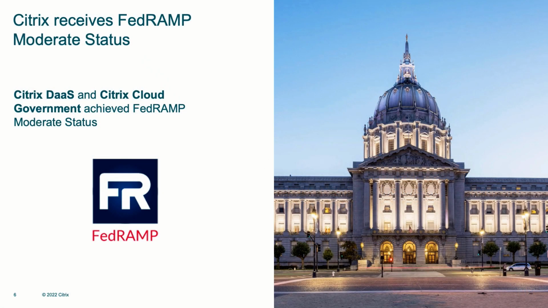Also, I'm happy to share that Citrix DaaS and Citrix Cloud Government has achieved moderate status with the U.S. Federal Risk and Authorization Management Program, or FedRAMP. This means they've completed the Readiness Assessment Report and have been reviewed and approved by the FedRAMP Program Management Office and Joint Authorization Board. So basically with this announcement, organizations requiring FedRAMP can now manage and deploy virtual apps and desktops in Citrix Cloud Government with Citrix on Microsoft Azure Government.